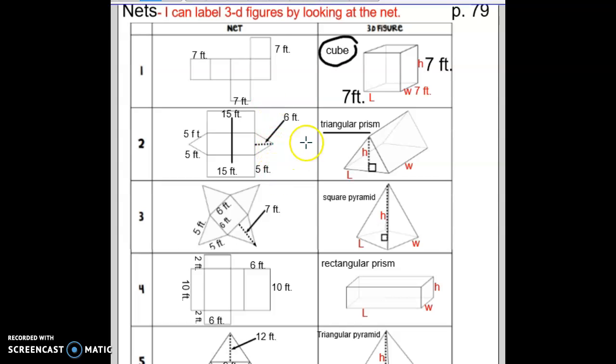And what we're going to do now is study the dimensions that are given on the net and just transfer them onto the figure. So if you'll notice, the 6 feet right here is pointing to the height of the triangle. Go to your figure and you see height, and we're just going to label it with that dimension of 6 feet. So right now label the height of that prism as 6 feet.